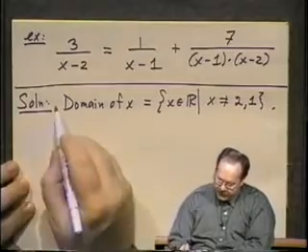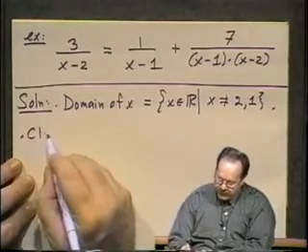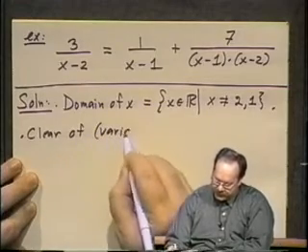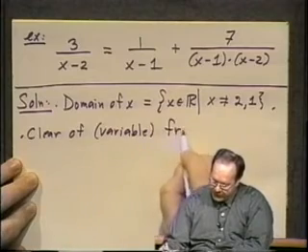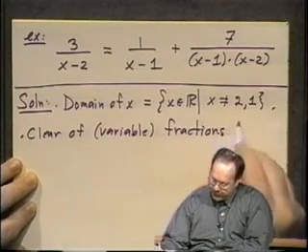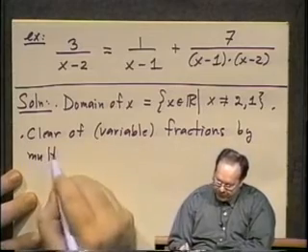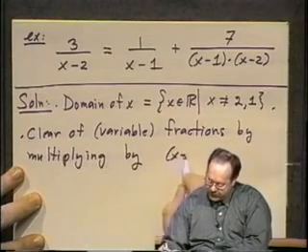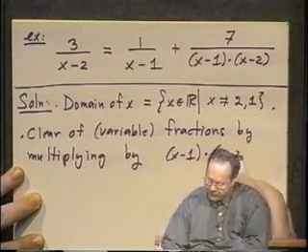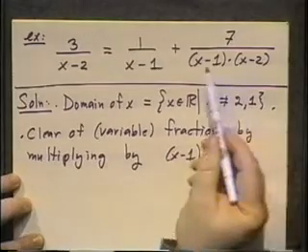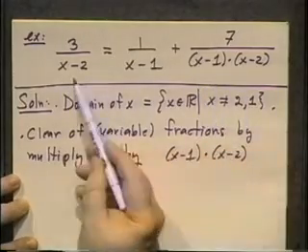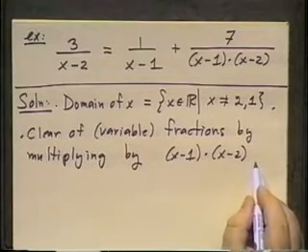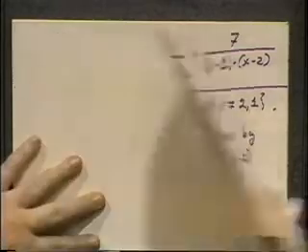All right. Then, having noted the domain, clear of, in this case, they're variable fractions, but the principle is the same. Clear of fractions by multiplying by, let's see, x minus 1 times x minus 2. Those are the only factors that occur in the denominator. So if we multiply through by this, we'll get everything to cancel out. So let's go ahead and see what that works out to be.